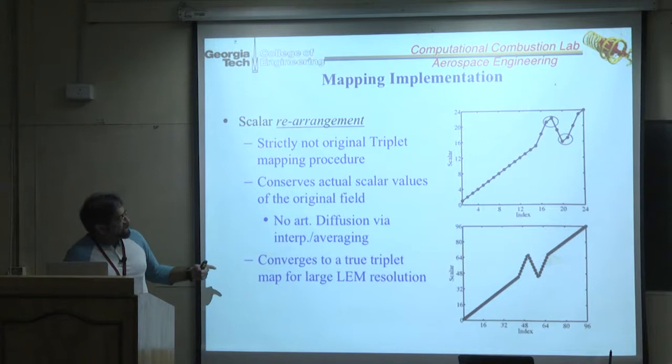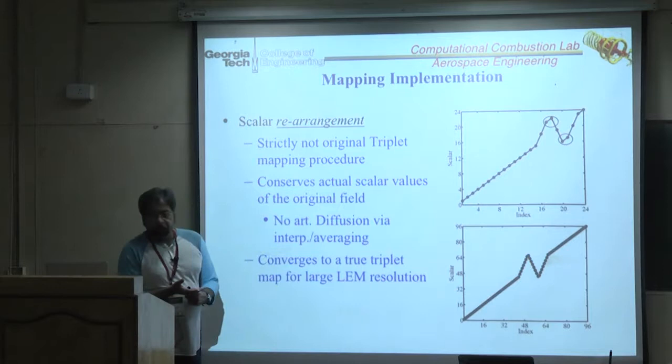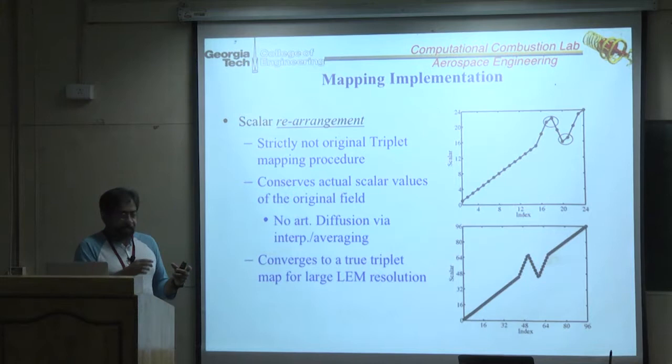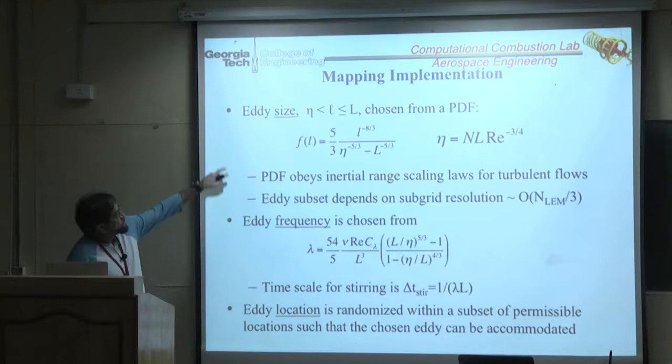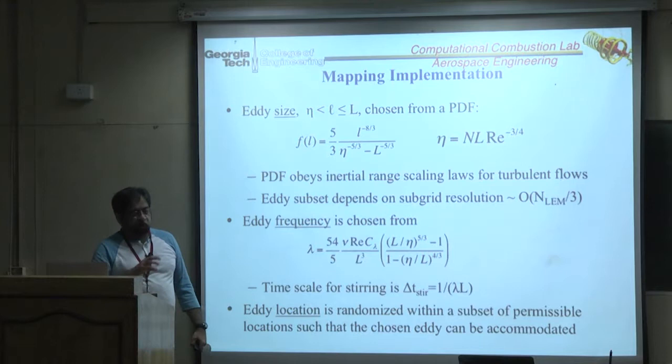To do this eddy, you need three things. You need to know the Reynolds number. You need to know the size of the eddy. And you need to know when to do it, right? The eddies don't come all at once. There's a range of eddies occurring, like between the grid size and the Kolmogorov scale. How do you implement it? So it has three parameters. First, you have to find the eddy size. Let's say you want to stir. You have to pick an eddy size.